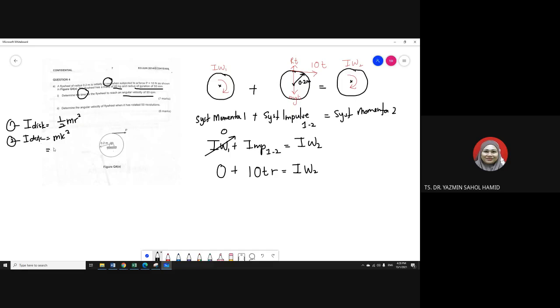So what is our mass? Our mass is 60 kilogram. And what is our K? Our K is given as 50 mm. So this one you must change the unit to meters. Please be alert, don't forget to change it to the correct units. Okay, can you please multiply 60 multiplied by 0.05 squared?